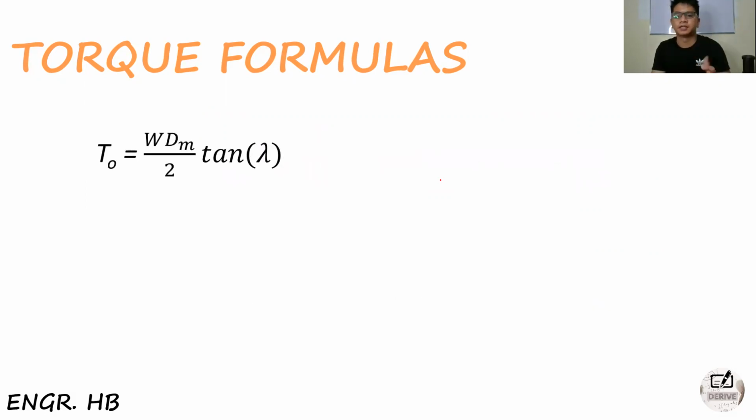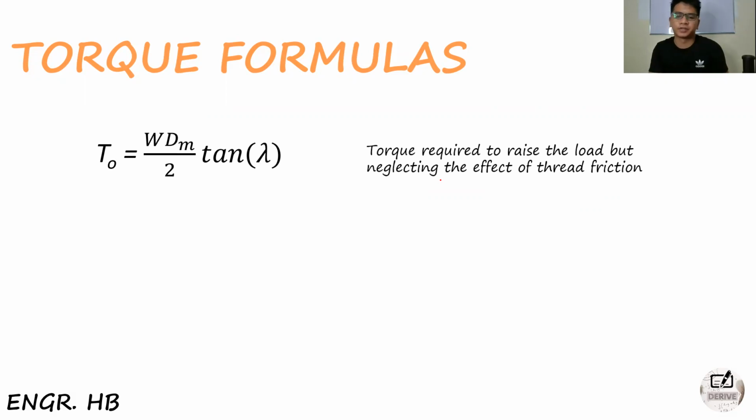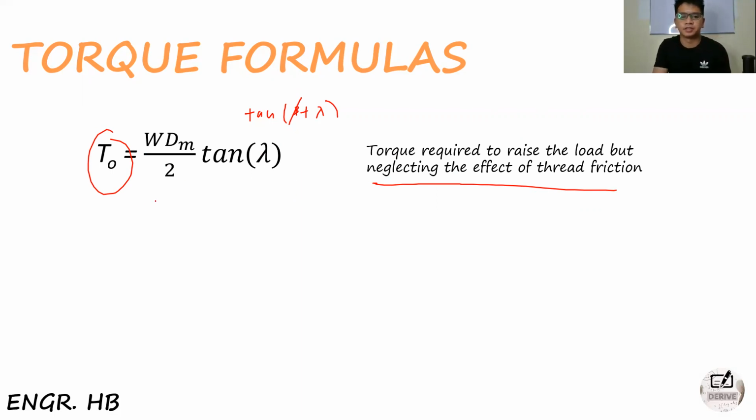So meron tayong isa pa, T sub O, equal to W DM divided by 2 times tangent lambda. So that is the torque required to raise the load but neglecting the effect of thread friction. So kung meron kang TR na may tangent beta plus lambda, this is the torque required to raise the load, and this beta is your thread friction. Just make this 0 and you have this TO. So no need to memorize the TO. Just make the friction angle in TR equal to 0, and then you have this TO.